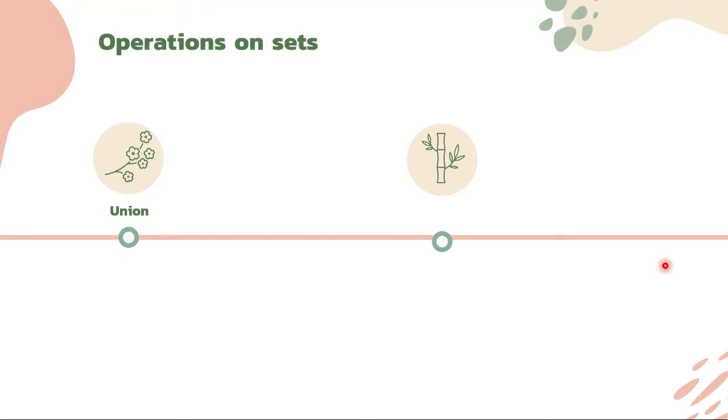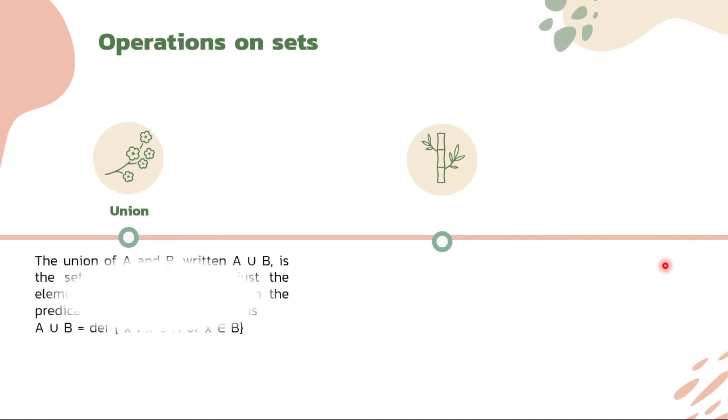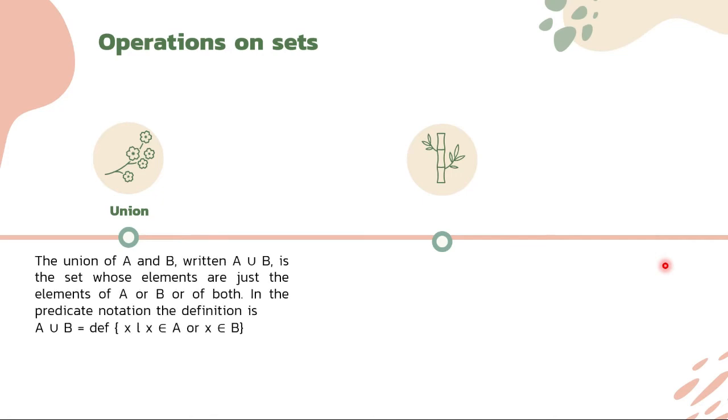Now about operations on sets. Number 1 is union. The union of A and B, written A union B, is the set whose elements are just the elements of A or B or of both. In predicate notation, the definition is A union B is the set of all x such that x is an element of A or x is an element of B.